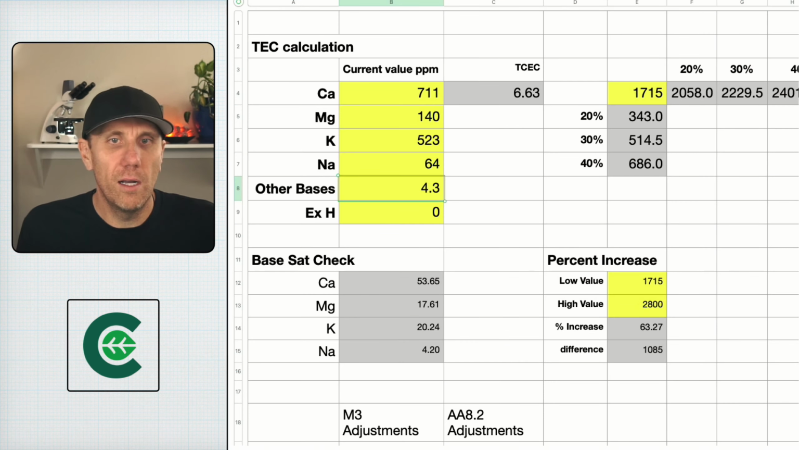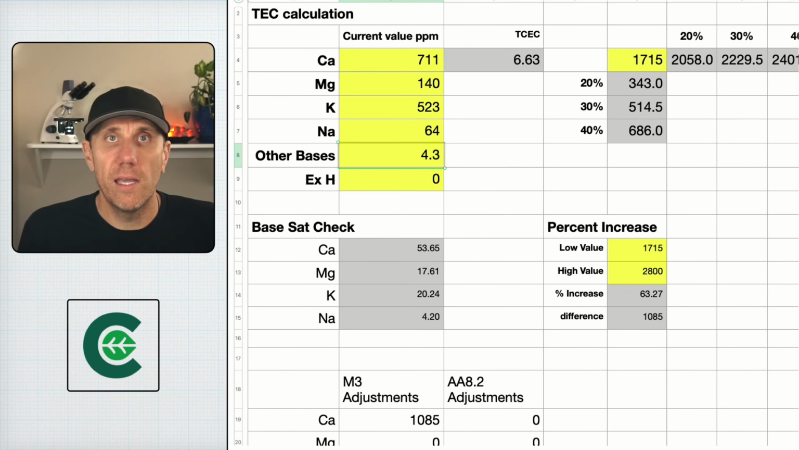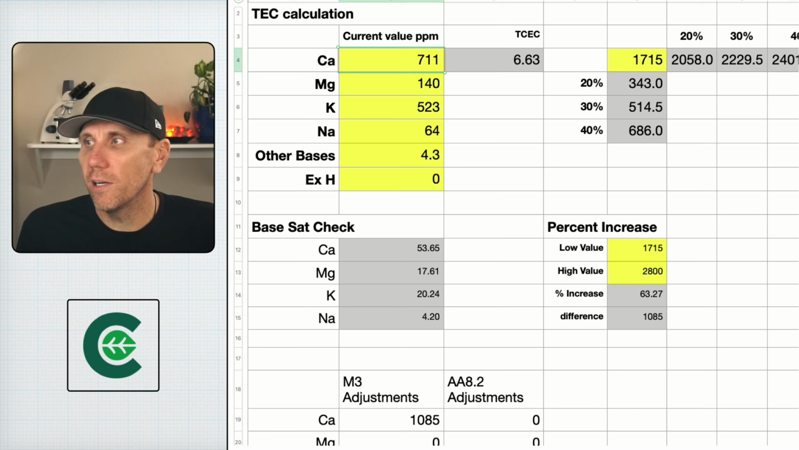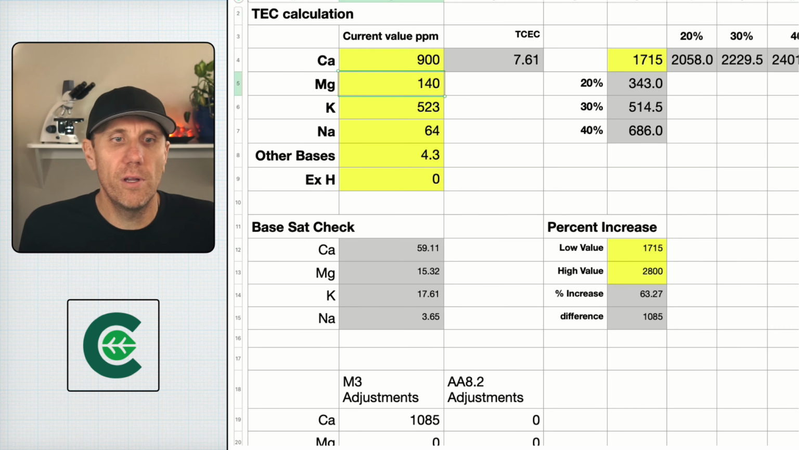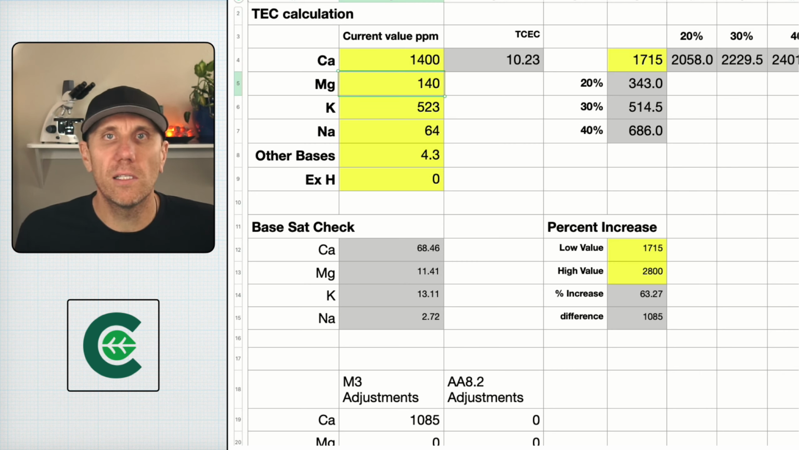So now that our spreadsheet has the correct data for the AA 8.2 test, let's now start tinkering around. So let's jump to 900. That brings us to 60, not enough. 1,000, 61, not near enough. 1,400 maybe. Okay, so now we're getting closer. We're at 68.4, 11.4, and 13.1 on our base saturation side. You know, let's go in the right direction.